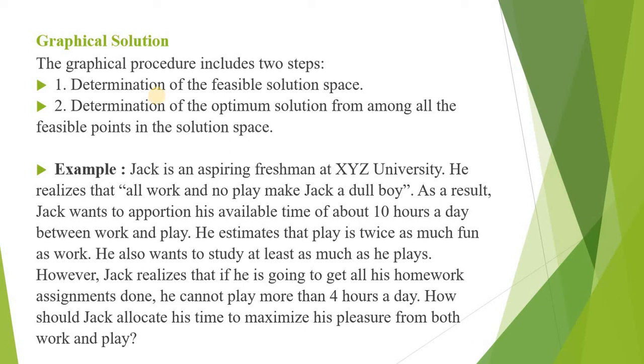Let us take an example where Jack is an aspiring freshman at XYZ University. He realizes that all work and no play makes Jack a dull boy. As a result, Jack wants to apportion his available time, about 10 hours a day, between work and play. He estimates that play is twice as much fun as work. He also wants to study at least as much as he plays. However, Jack realized that if he is going to get all his homework assignments done, he cannot play more than 4 hours a day. How should Jack allocate his time to maximize his pleasure from both work and play?